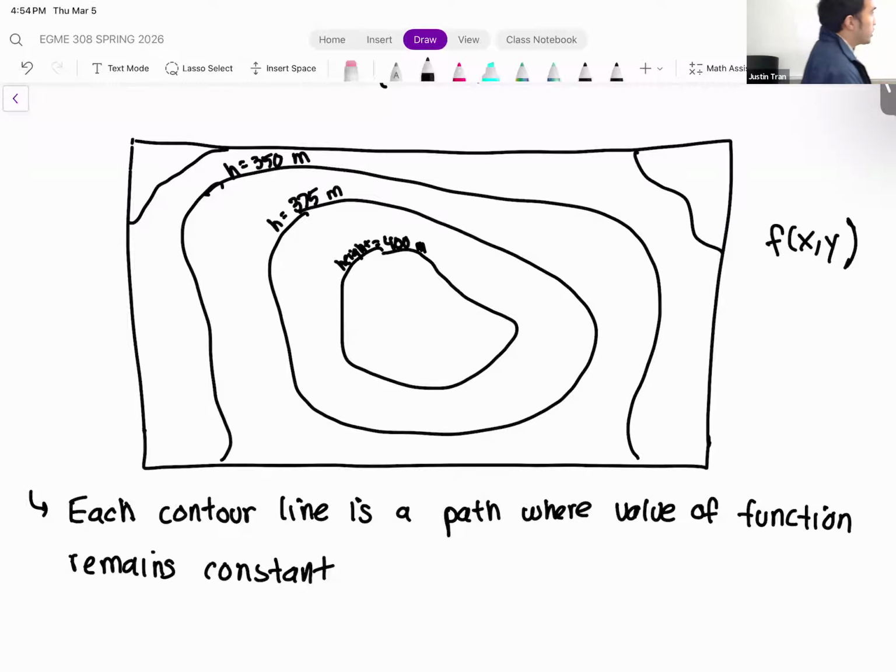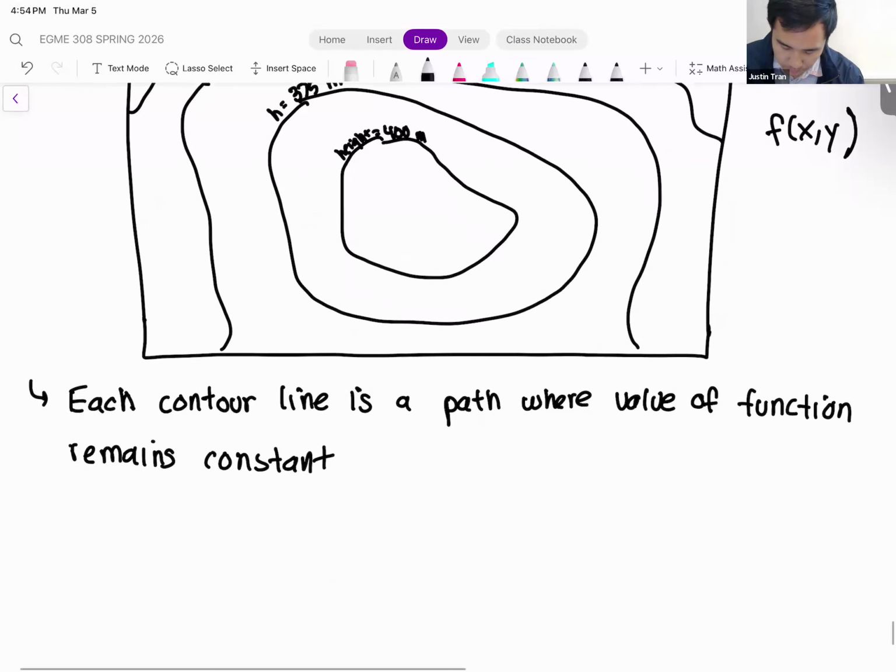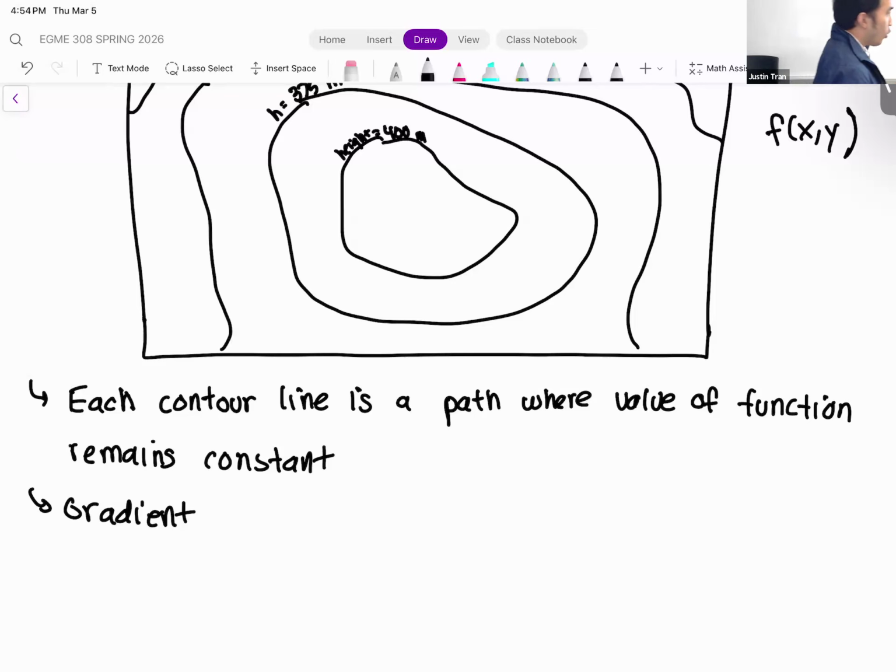So there are always going to be paths where your function has the same value. That's how you read the contours. Now, what's interesting is that when you take the gradient, we know by now that taking the gradient gives us a vector. So the gradient is always going to point you in a direction that is perpendicular to the contour lines.